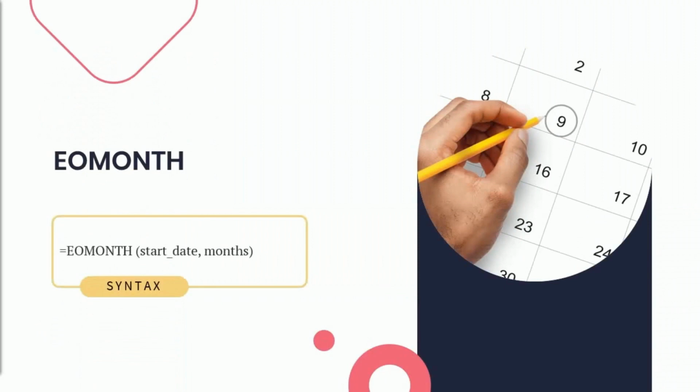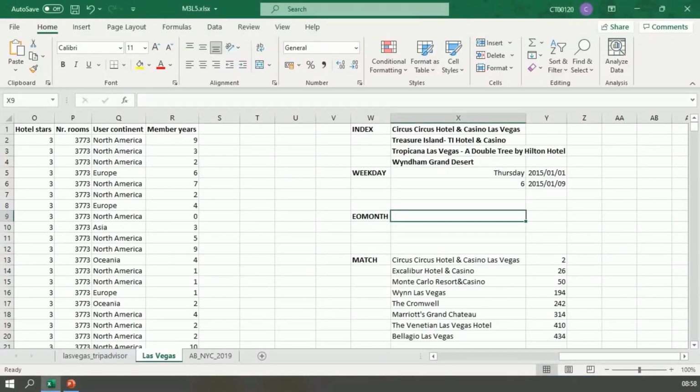So the syntax is as follows. You get your EO month, the start date, and that's the date that represents the start date in a valid Excel serial format. And then you get the months. This is the number of months before or after the start date. But now once again, this makes a lot more sense when we are working in Excel. This is an extremely useful formula when it comes to finance, financial modeling, banking, accounting, and taxation.